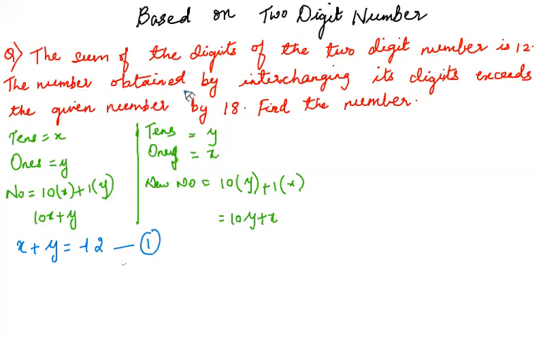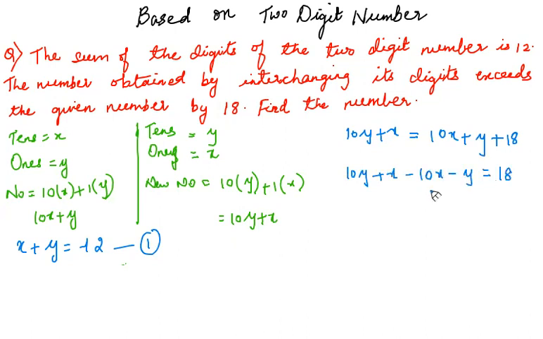The number obtained by interchanging its digits exceeds the given number by 18. So the new number, that is 10y plus x, is equal to the original number plus 18, since exceeds by 18 means it is more than by 18. When we get everything on one side, 10y plus x minus 10x minus y is equal to 18. So 10y minus y is 9y, minus 9x, is 18. Taking 9 common, we get y minus x is equal to 2. This is our second equation.